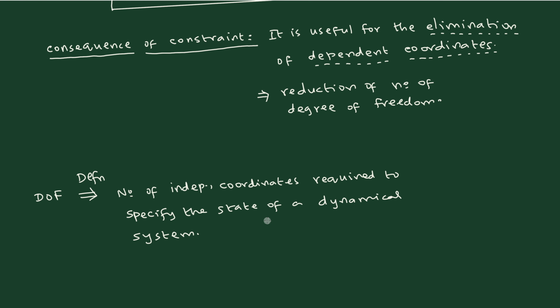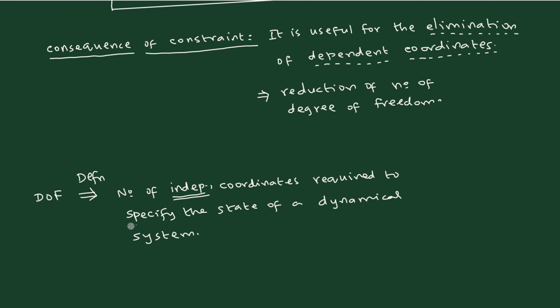So if you are able to specify the state of the dynamical system, then how many coordinates are required? That is the number. That minimum is the number, you should not take the maximum number. The minimum number of coordinates required. Now, how do we know that it is minimum? That is the word independent.